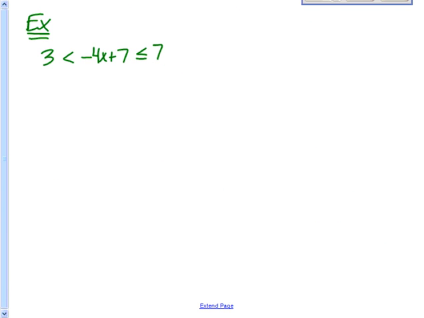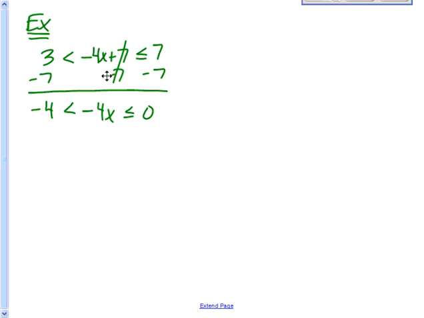Let's do another one like that. If we're to solve this one, we'd subtract 7 from every part. Then I have to get rid of this negative 4 in the middle, so let's divide everything by negative 4. But I divided everything by a negative number, so I've got to change that and change that as well.